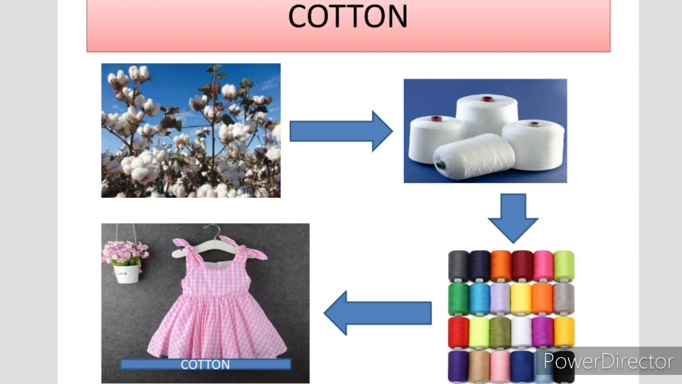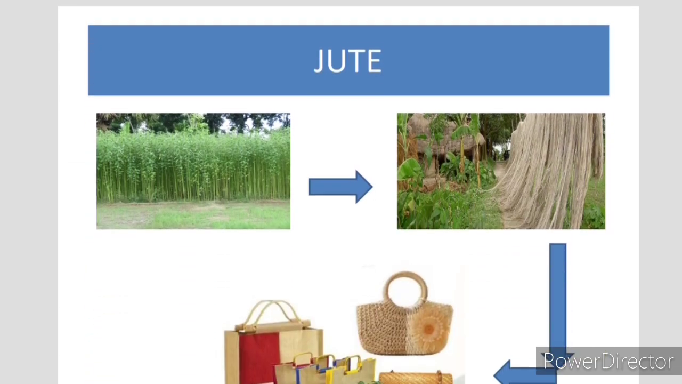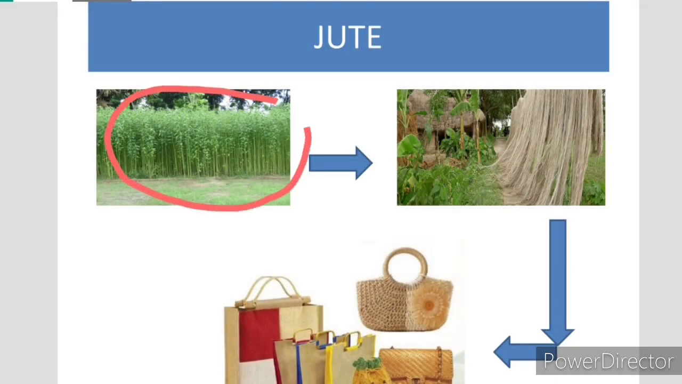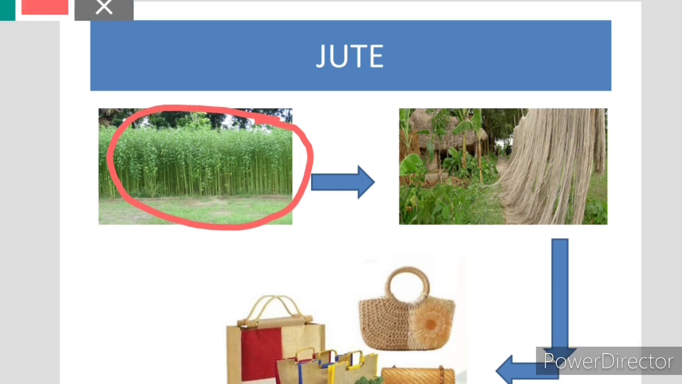Now let us move to the next example, that is jute. Here is the total process of jute processing. Number one, here you can see the jute plant. From the stem of the jute plant, jute is obtained. After proper growth and harvesting the crop, we uproot it and place it in water for a long time. It starts decomposing, then we collect the threads and dry them in the sun and air.